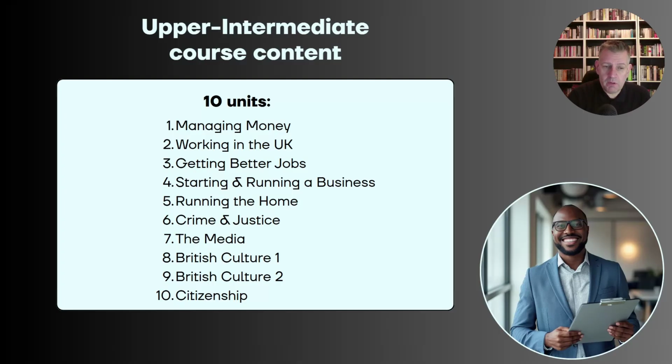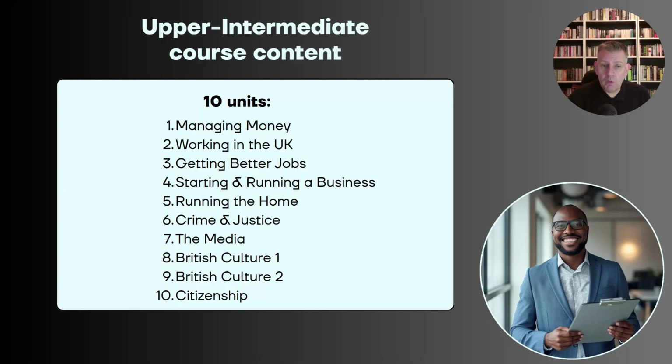Managing money is the first one. Then we're looking at working in the UK. A follow-on from that is getting better jobs. We're looking at starting and running a business. All aspects of running the home is Unit 5. We're looking at crime and justice in Unit 6. Unit 7 is the media, which includes social media.